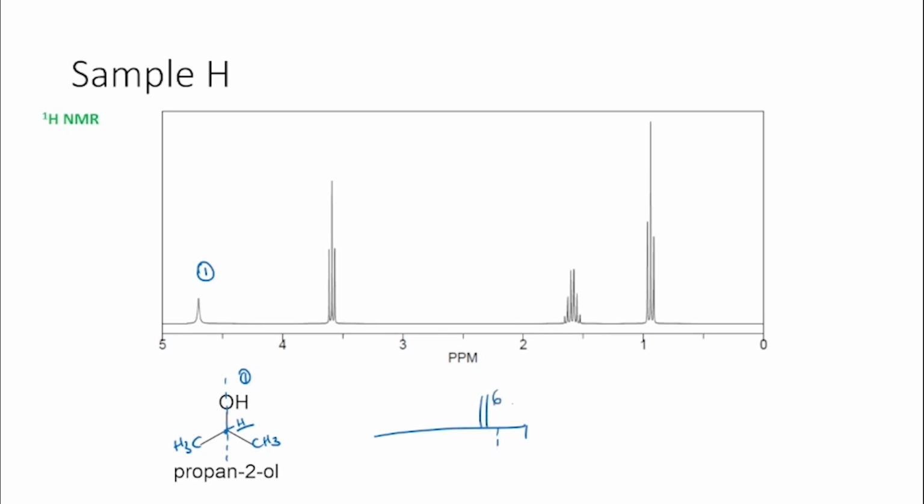So it would integrate for 6 protons. And then this hydrogen here, being next to 6 protons, would be a septet, sitting somewhere down between 3 and 4. So that's how the NMR spectrum would change if we had propan-2-ol instead of propan-1-ol.